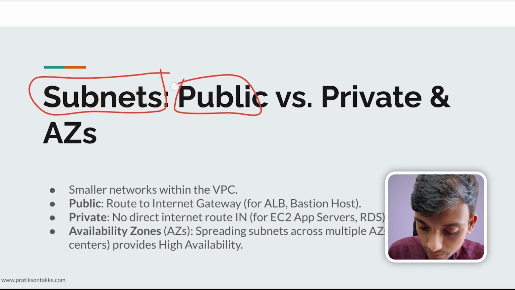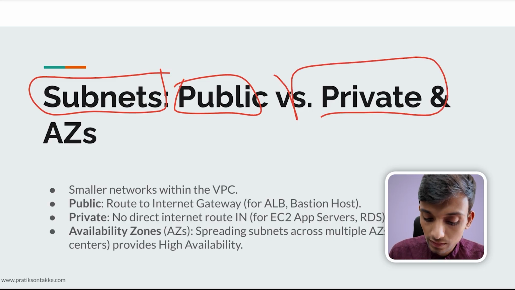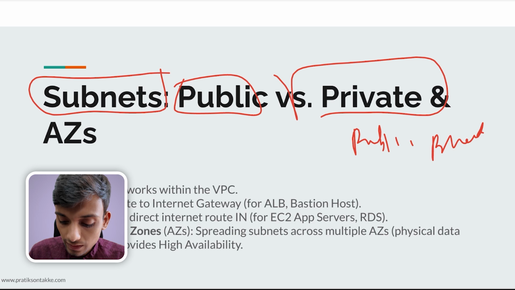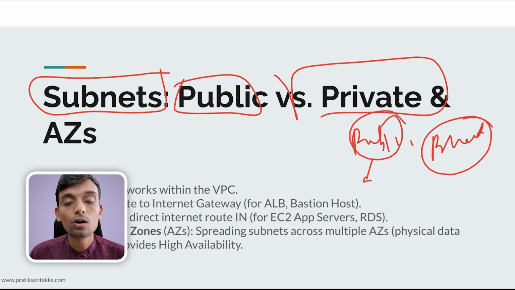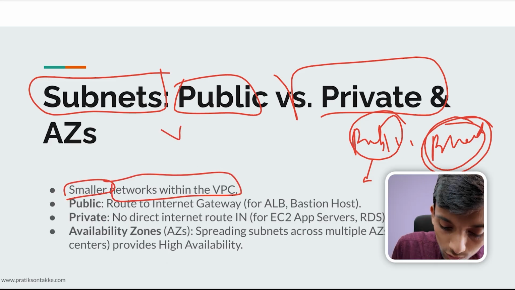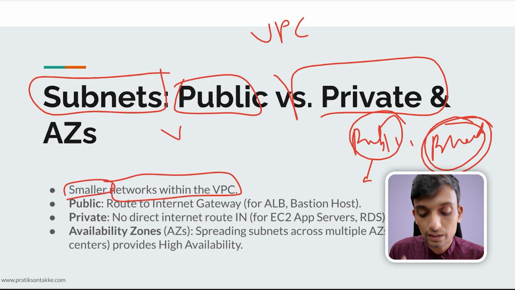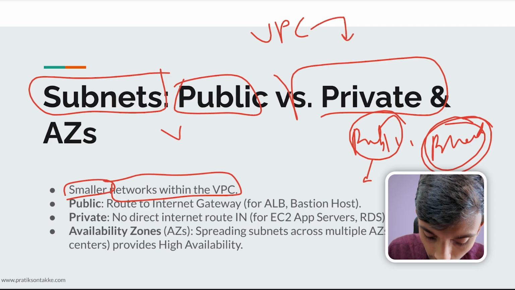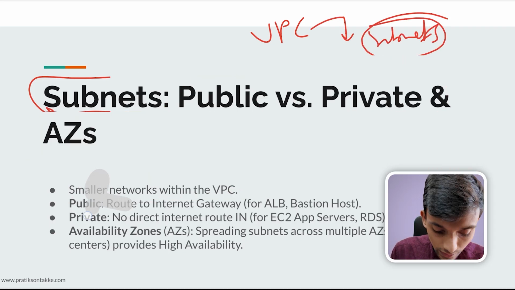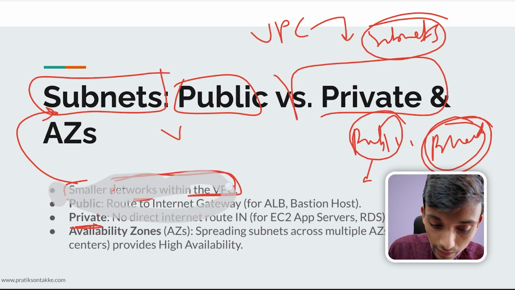Subnets: public versus private subnet. There are two types of subnet majorly. One is called public, another is private. What is public? Public means anyone can access it. Private means some admin or selected people are able to access it. A smaller network within the VPC is called a subnet. If you don't know anything about VPC, that's okay. Subnet is the younger brother of VPC, right? So a smaller network within the VPC is called a subnet. There are two types of subnet here, public and private.